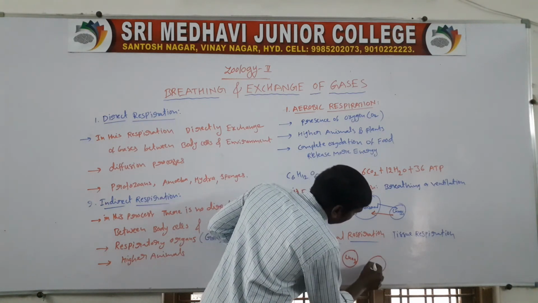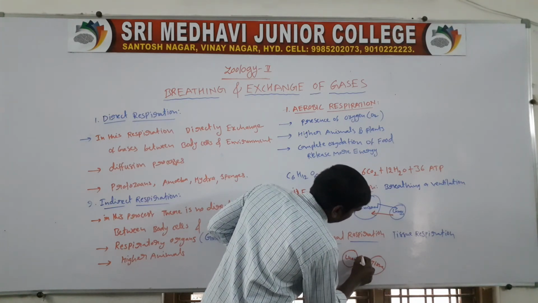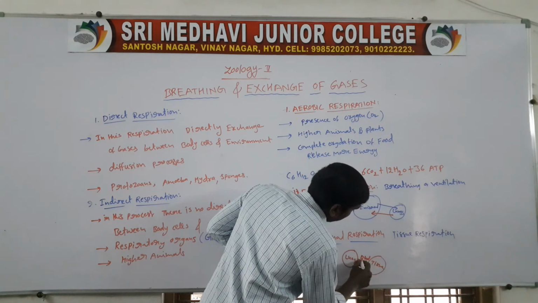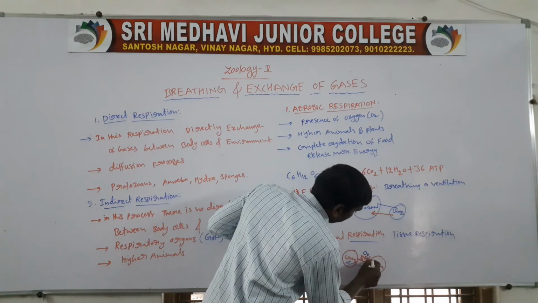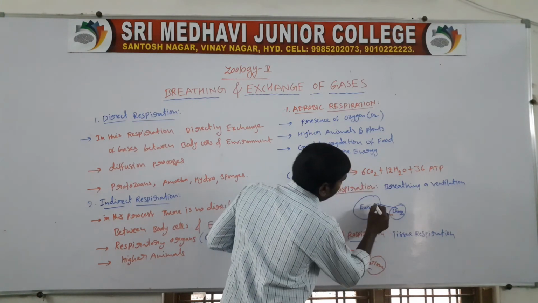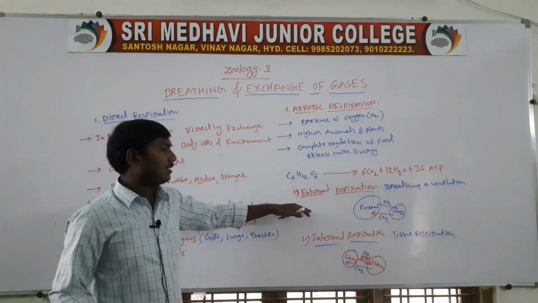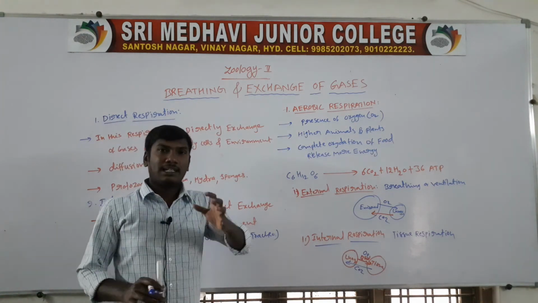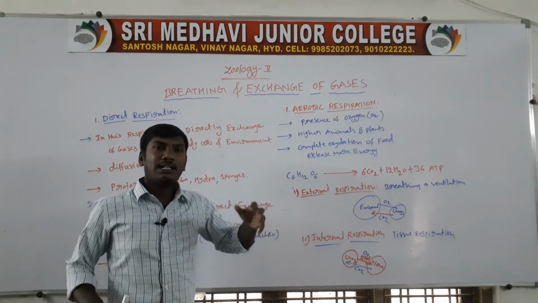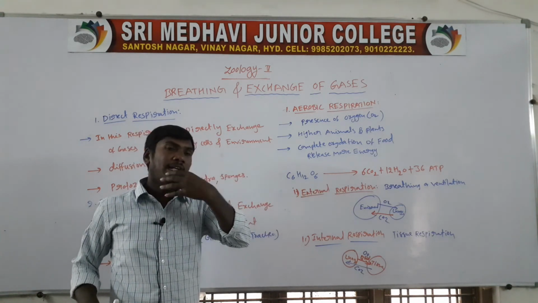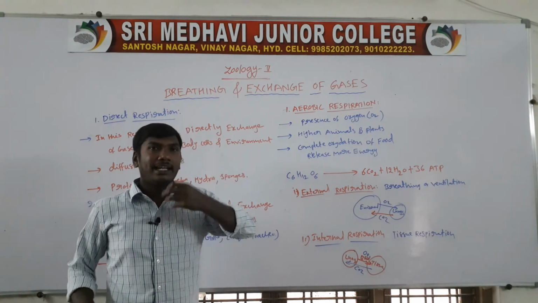Internal respiration means from the lungs to the tissues in the presence of blood. O2 goes in and CO2 comes out. So, these are the external respiration and internal respiration. External respiration is also called breathing or ventilation, because the environmental air comes into the lungs and the CO2 is released from the lungs to the outside. That is called external respiration.